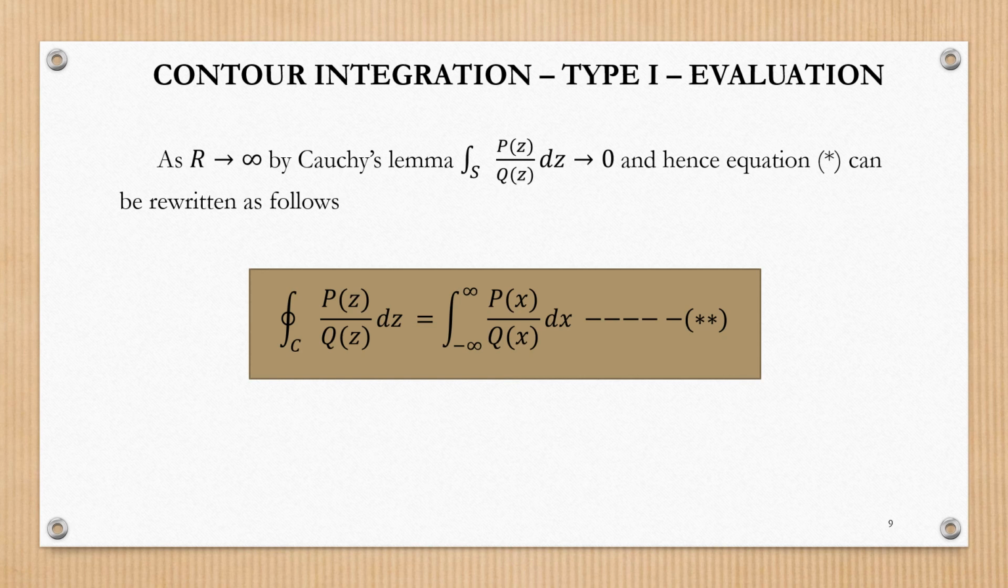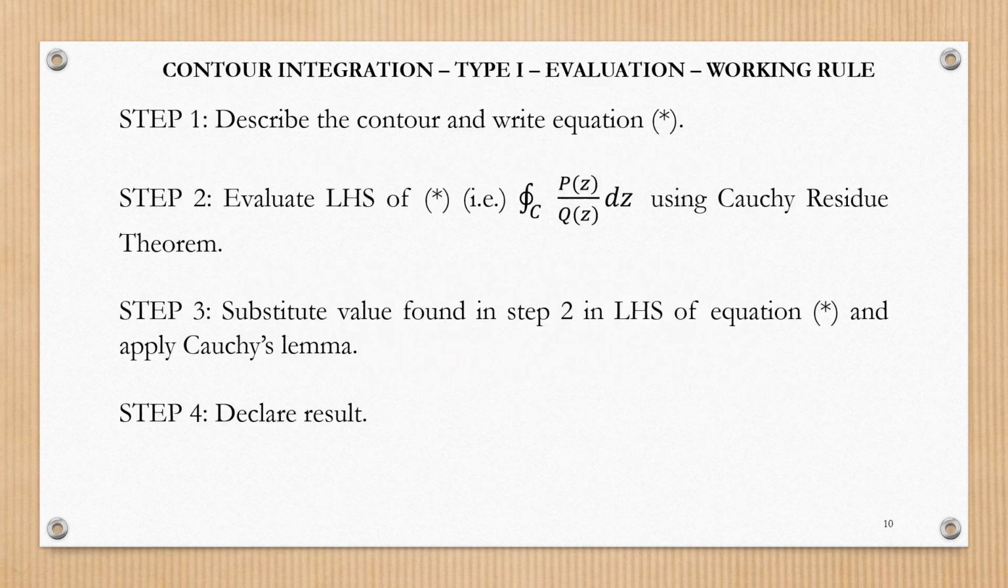So observe that the second integral on the right hand side of equation star, that is over S, became 0. And when does it become 0? When r is made infinity. So by replacing r with infinity in the first integral on the right hand side of equation star and by eliminating the integral over S, the upper semicircle, we get equation double star. Now this is the methodology that we use for evaluating type 1 integrals.